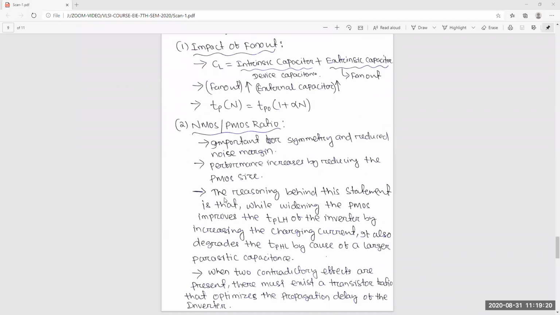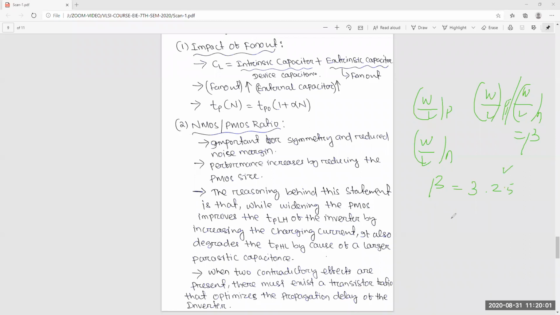That means, suppose this is W by LP and this is W by LN. Generally W by LP divided by W by LN is called beta, the beta ratio. Here we generally use beta equal to around 3 or 2.5 like that.